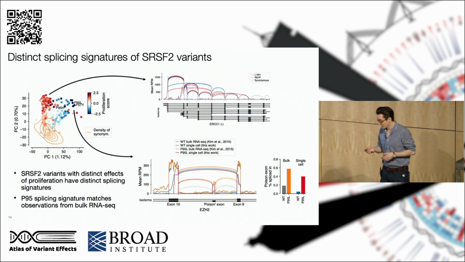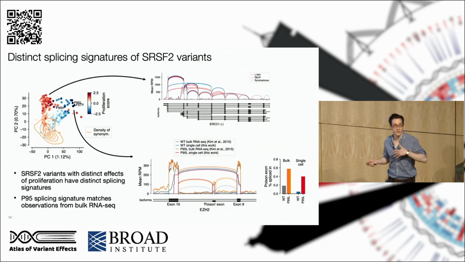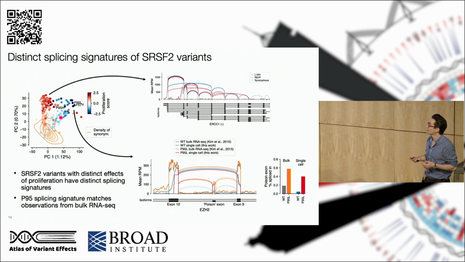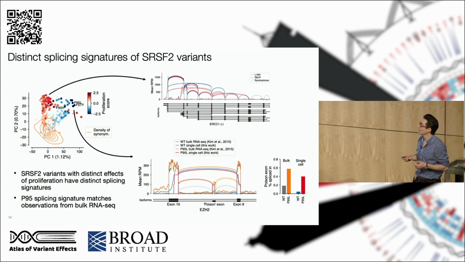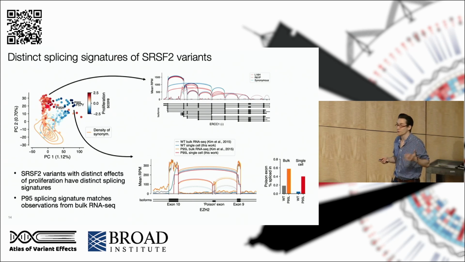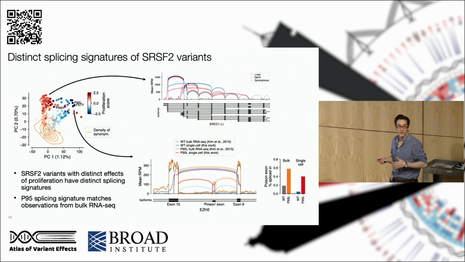And here's how this looks for our data. Instead of projecting the transcriptome, I'm now projecting the splicing ratios. And you can see that there are now clusters that are significantly distinct from how synonymous variants would look. There's a cluster that looks distinct that corresponds to variants that have a positive effect on proliferation, and then a separate cluster that corresponds to negative effects on proliferation.